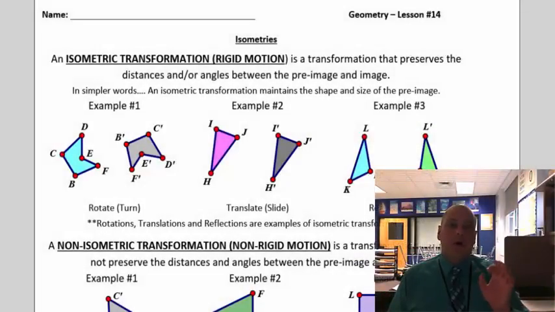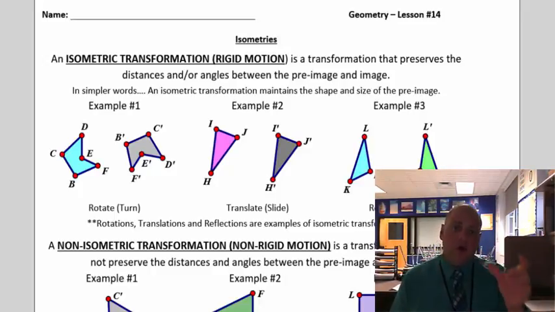In this lesson, we're going to learn a new vocabulary word and learn about them. The vocabulary word is an isometry. An isometric transformation, or an isometry, is a transformation that preserves distance and or angles between the preimage and the image.